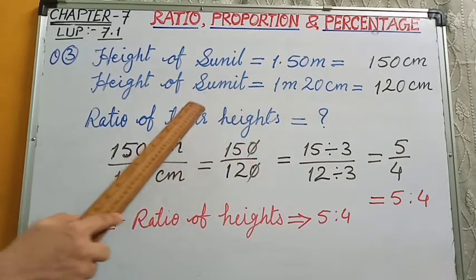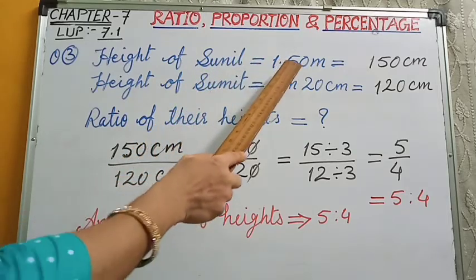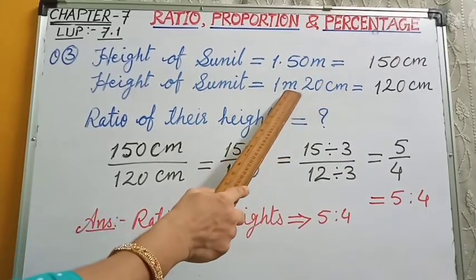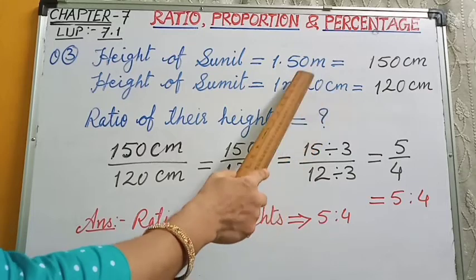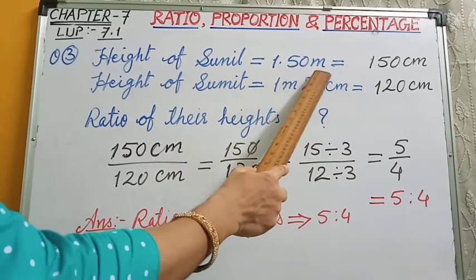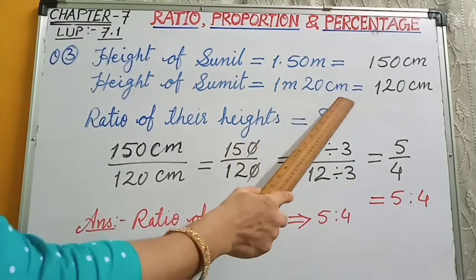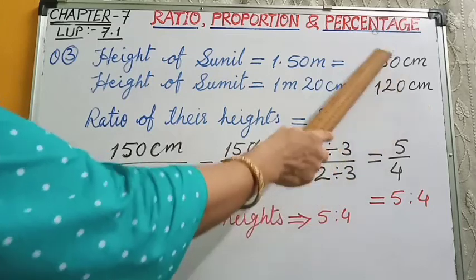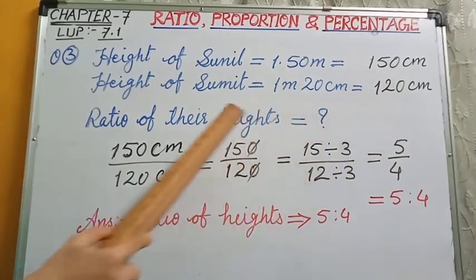So the rule of ratio is both the quantities should be in the same unit. So here the figure is given 1.50 meter and here the figure is given 1 meter 20 centimeter. So we can write 1.50 meter as 150 centimeter and 1 meter 20 centimeter as 120 centimeter. So both the quantities are now in the same unit. Now we can find the ratio.